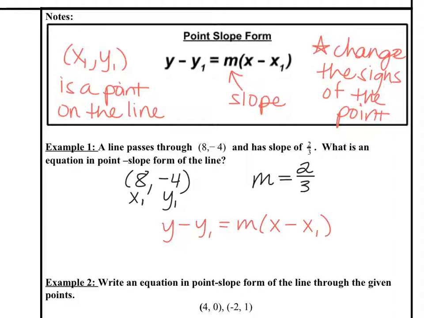So it's Y minus Y1. Our Y1 was -4, so we're going to change the sign and make it Y plus 4. The slope is 2/3, so it goes for M. X1 is 8, so it'd be X minus 8. That's it.